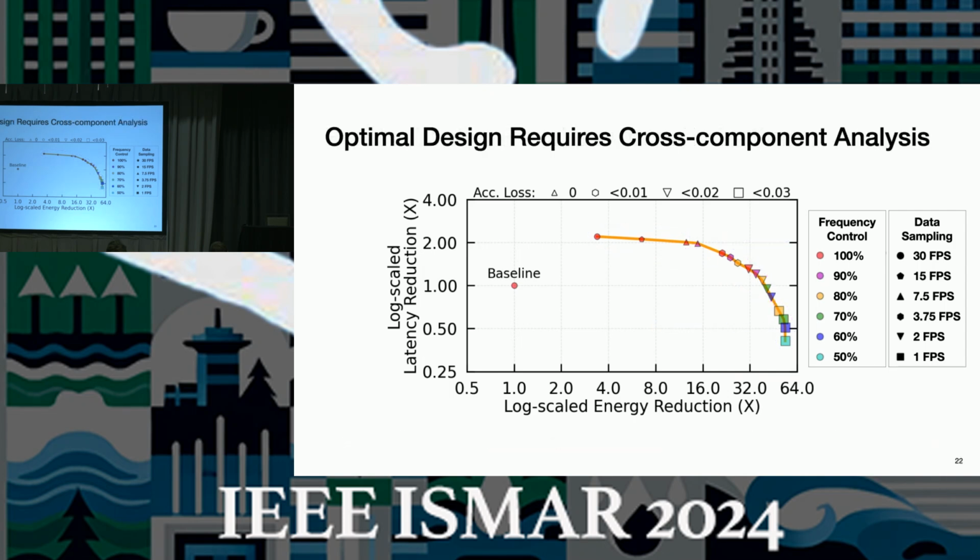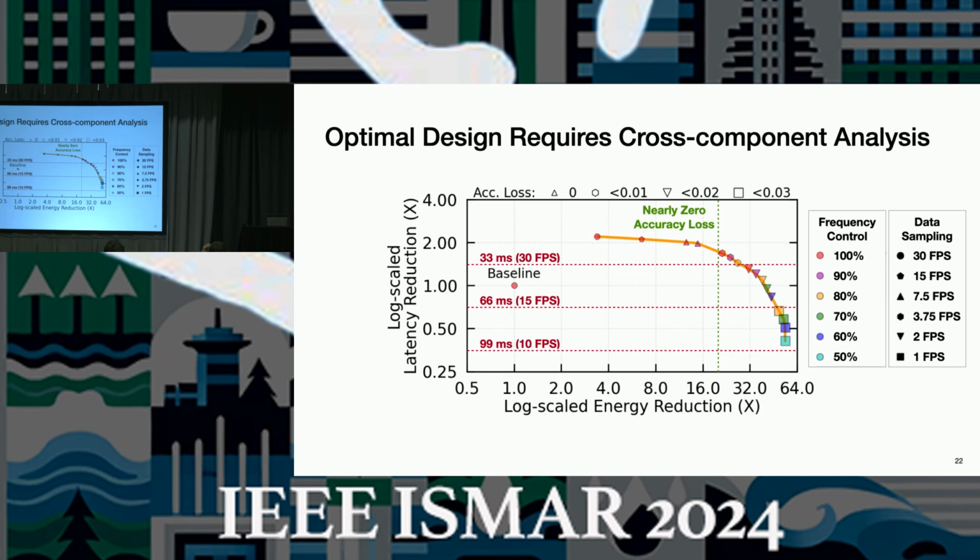With the full Pareto optimal curve, identifying the optimal design is constrained by latency and accuracy, which are often application-specific. We show 3 latency constraints that correspond to typical application rates of 30, 15, and 10 FPS, as well as the accuracy constraint for nearly 0 accuracy loss.